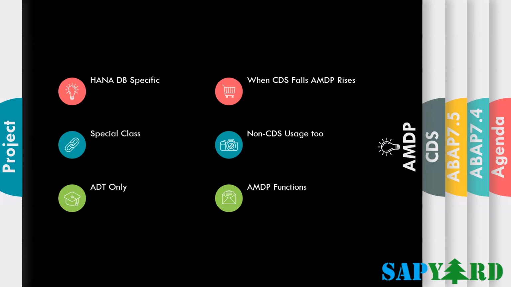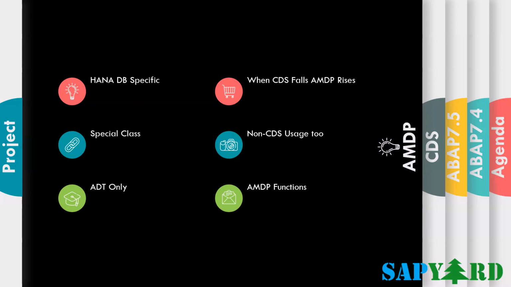Again, like CDS, AMDP is not a monster. It is like any other ABAP class with at least one method which has the superpower to get processed or executed in the HANA database directly at runtime. Yes, it has to be HANA database and it is identified by an interface, IF_AMDP_MARKER_HDB. You will learn more about it in this training.